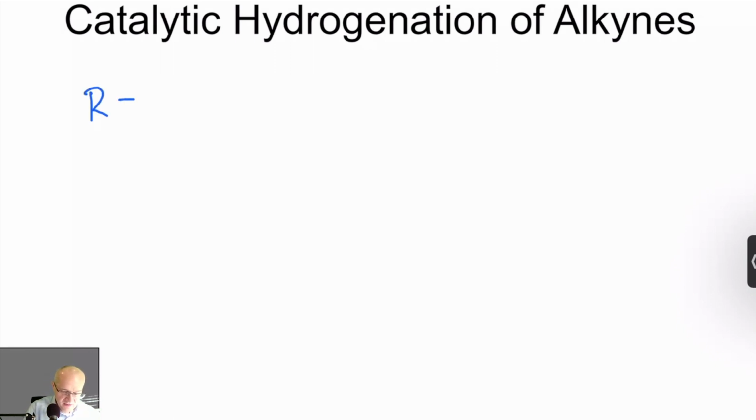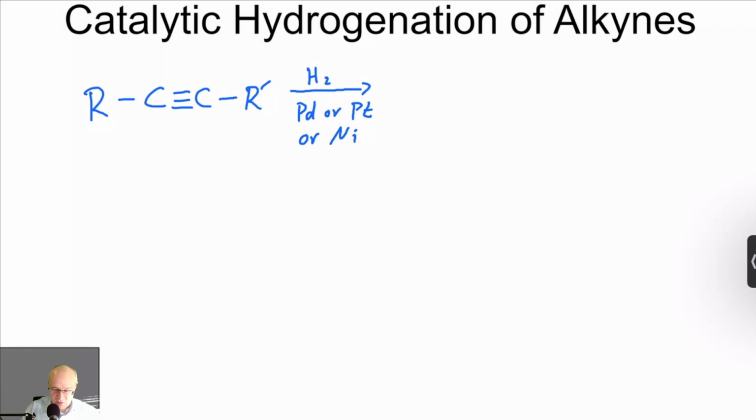So let's imagine we have our alkyne. R could be hydrogen, or R could be any other carbon group. Hydrogen in the presence of platinum or palladium or nickel, probably whatever's cheaper or whatever gives you what you need. There you have it. So the two pi bonds of the alkyne get reduced to alkanes.